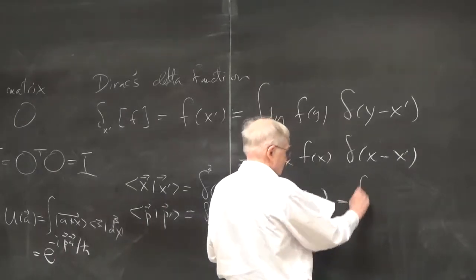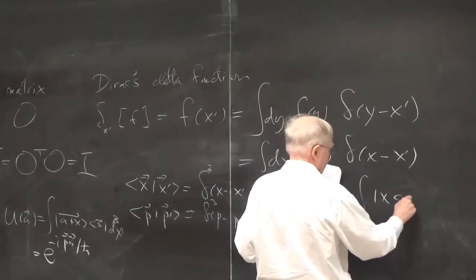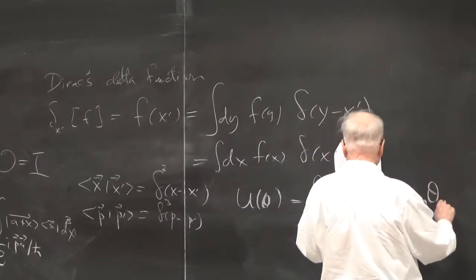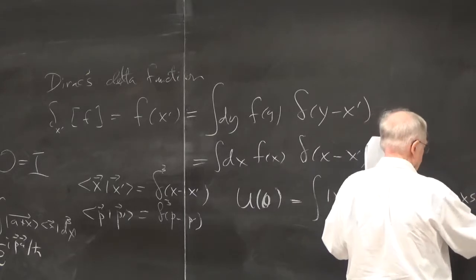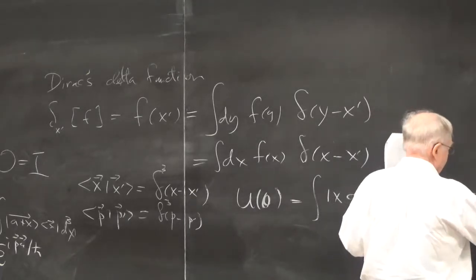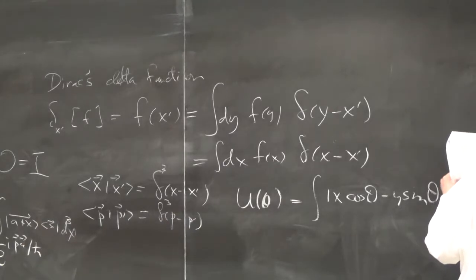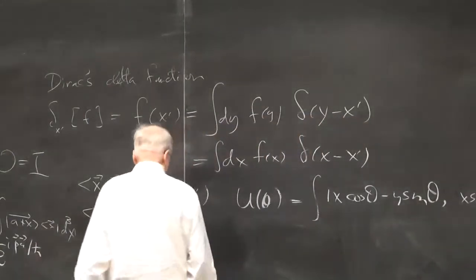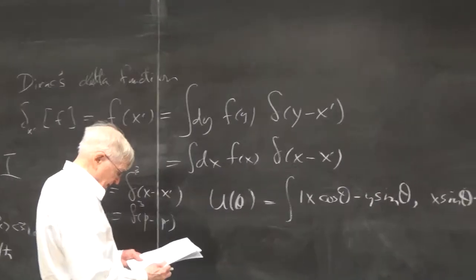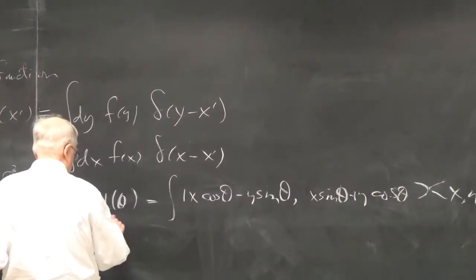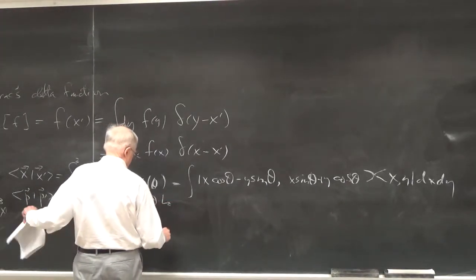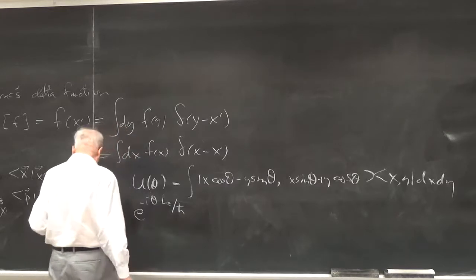Rotation operator, let us just stay in 2 dimensions to make things simple: the integral of |x cosine theta minus y sine theta, x sine theta plus y cosine theta><x, y| dx dy. So that's the rotation operator in 2 dimensions, and this would actually be e to the minus i theta times Lz divided by h bar.